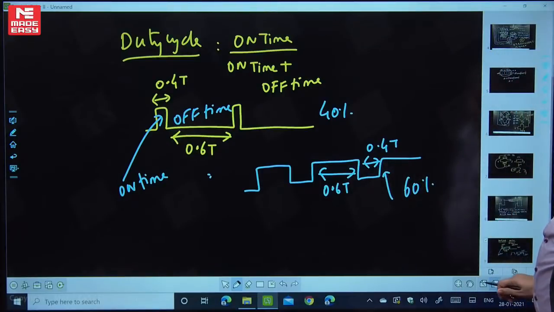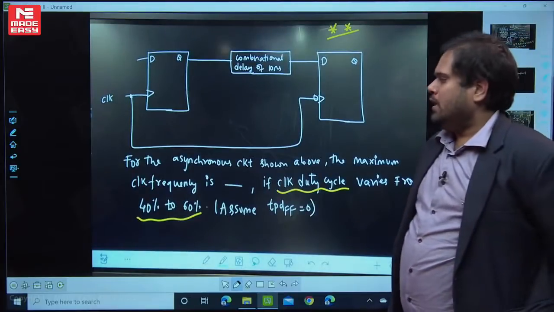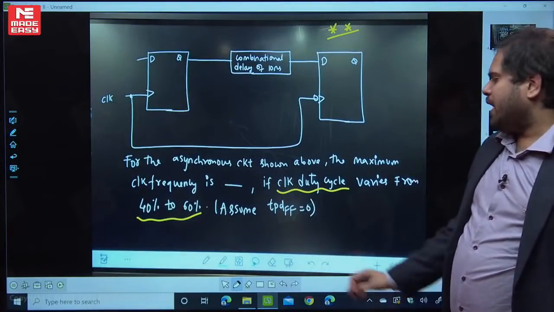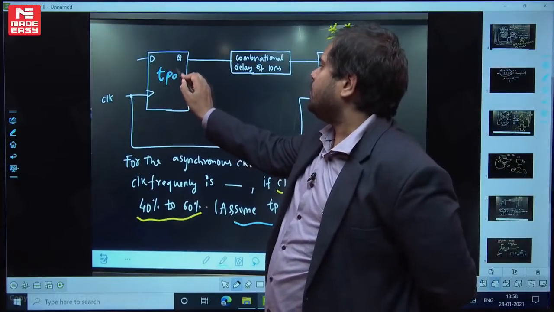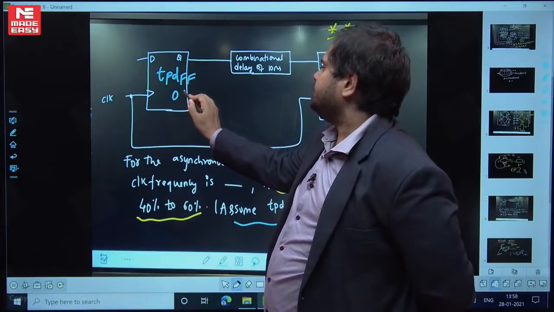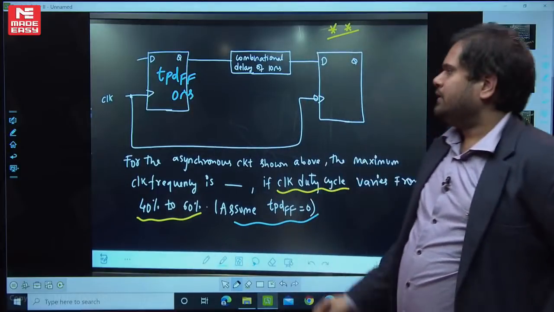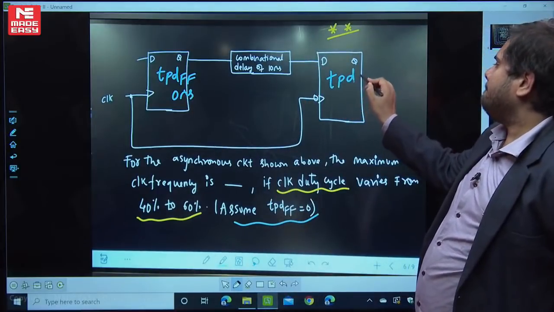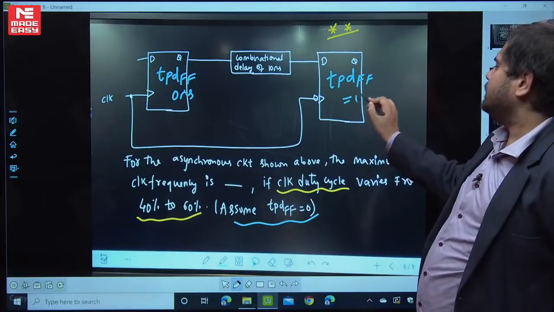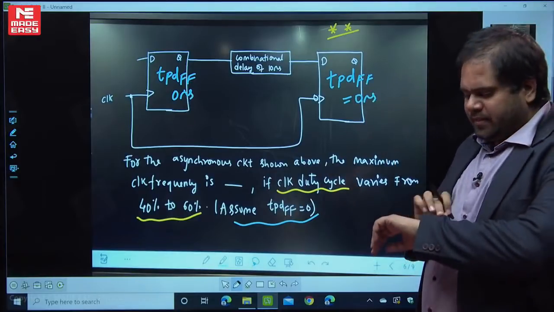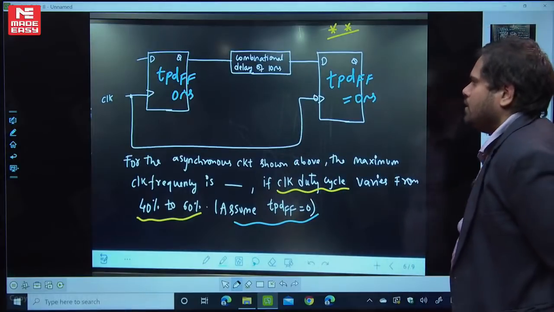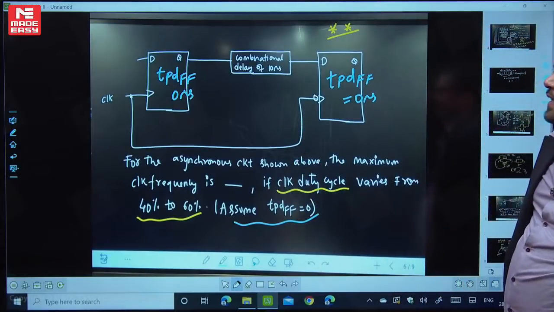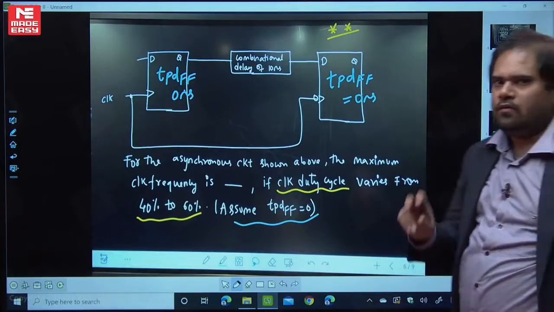Okay, let's go back to the question. Now read the question. He's telling that the D flip-flops have 0 delay. So the TPD of the flip-flop is 0 nanoseconds. No problem. The TPD of this flip-flop is also 0 nanoseconds. The only delay that is present is the combinational delay. The only delay in this entire circuit is basically for the combinational circuit. No other delay.